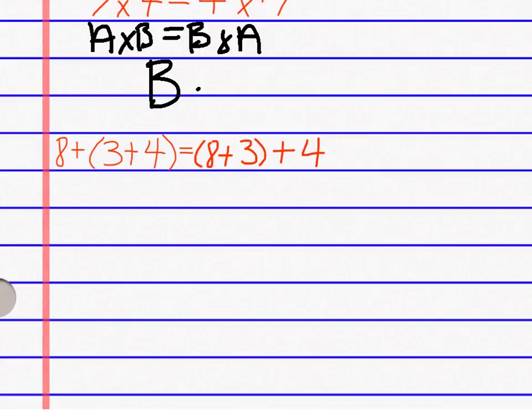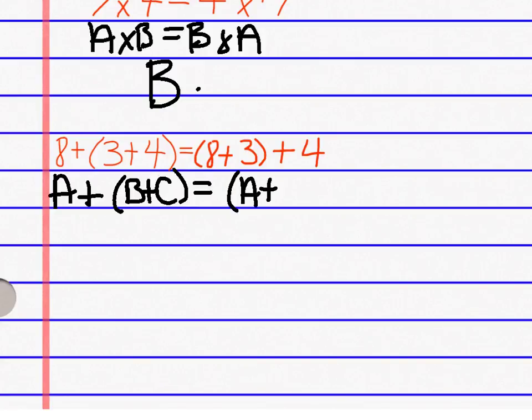For the next one, we have 8 plus 3 plus 4 is equal to 8 plus 3 plus 4, with the parentheses in different places. So we have A plus B plus C in parentheses is equal to A plus B in parentheses plus C. This is the associative property of addition, and that is letter C on your sheet.